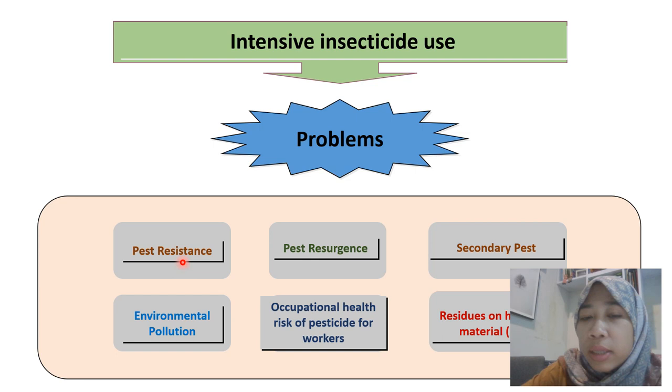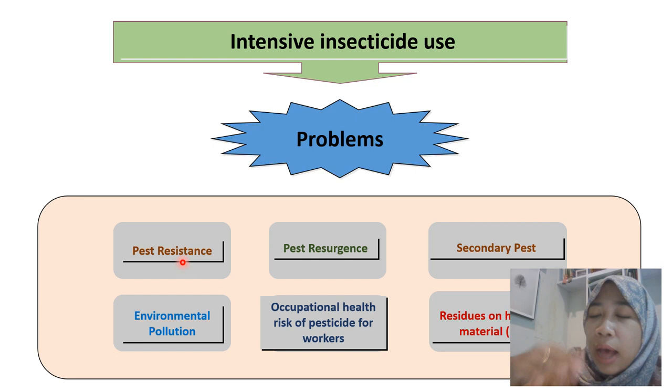And then the pest resurgence, I already told you before. And the secondary pest: there is a major pest and there is a minor pest. In the case of secondary pest, a minor pest changes into a major pest. Another problem of using synthetic pesticide is environmental pollution, ecological imbalance, and others. Another impact is occupational health, the risk of pesticide for workers, especially the farmers who apply the pesticide.